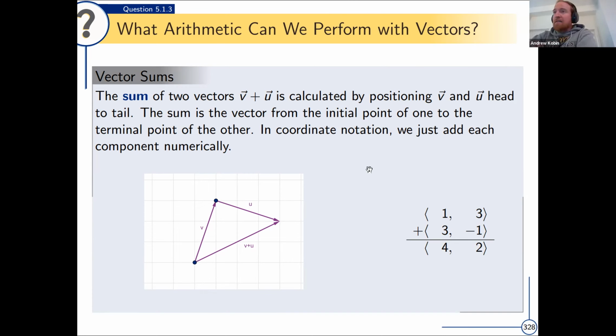So geometrically, I think this is pretty satisfying. We can just lay the arrows end to end, add them up, and we get a new vector called v plus u. Things are even better in coordinate notation, where we have numbers and we like to add numbers together.